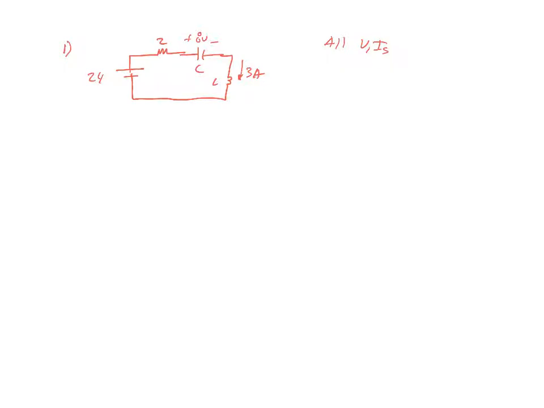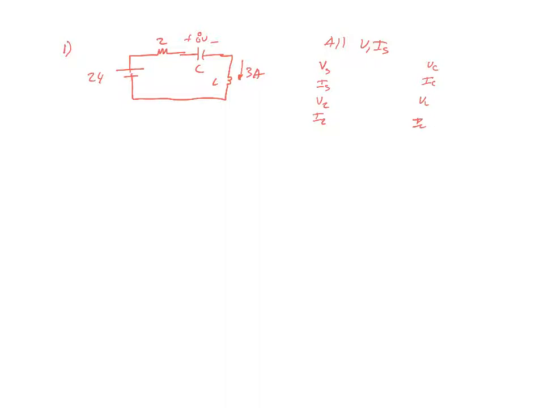So you should have V for the supply, I for the supply, V of the 2 ohm, I of the 2 ohm, V of the capacitor, I of the capacitor, V of the inductor, and I of the inductor, right? Those are the ones that you should do. And I'm not going to give you the full answer, but what type of circuit is this? Is this a series or a parallel circuit?